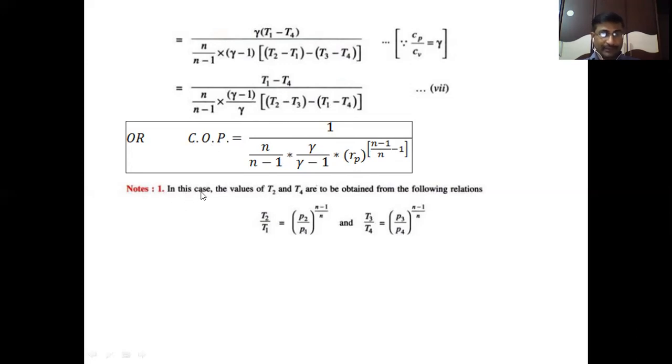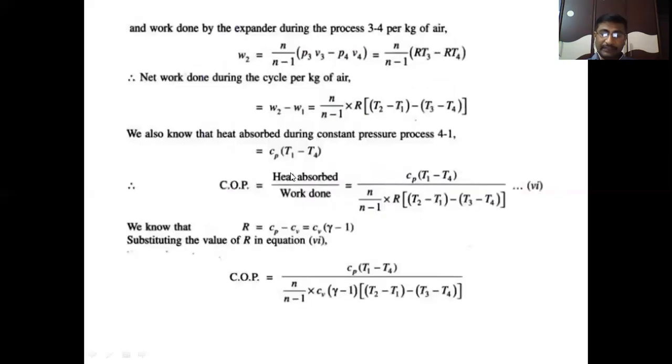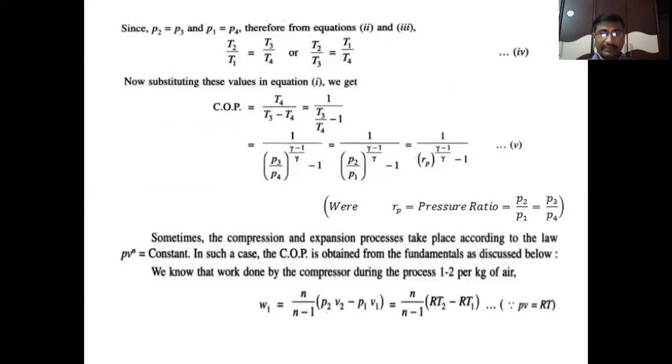Note, in this case, the values of T2 and T3 are to be obtained from the following relations. If the compression and expansions are polytropic, T2 by T1 can be written as P2 by P1 whole power, and in place of gamma minus 1 by gamma we should write (n minus 1) by n, and T3 by T4 equals P3 by P4 whole power (n minus 1) by n. If the compression and expansions are polytropic, these two equations are considered. In place of gamma, we can write n.